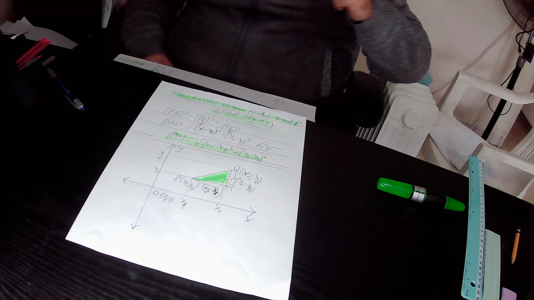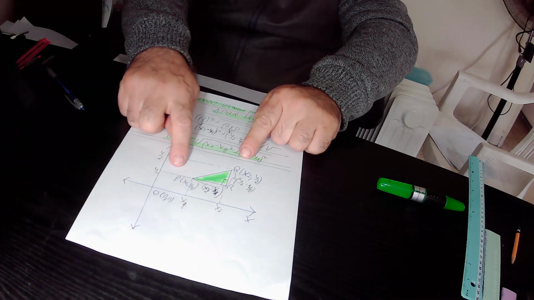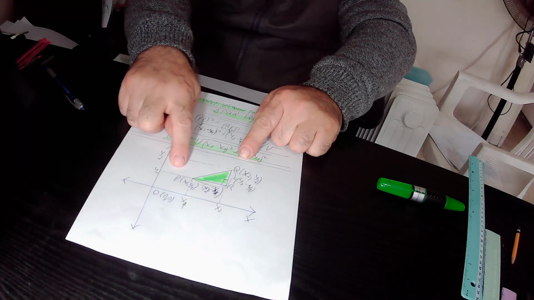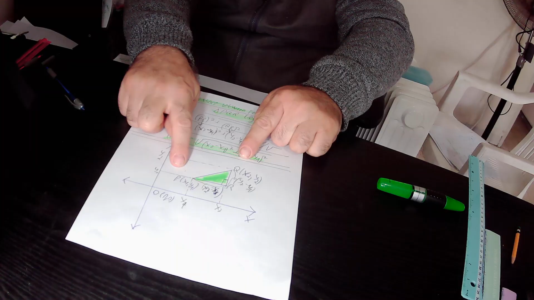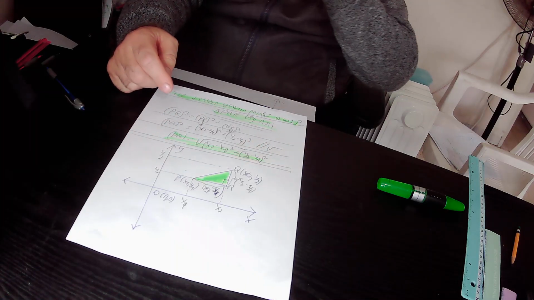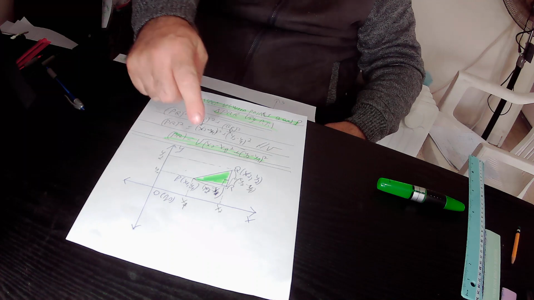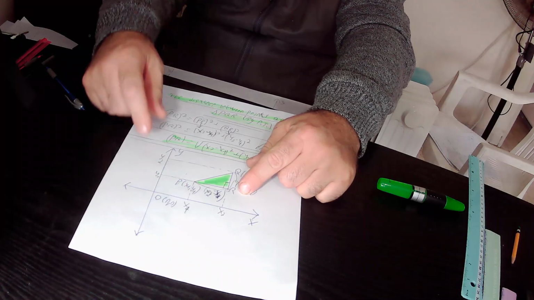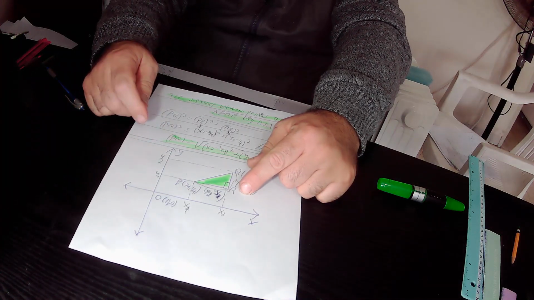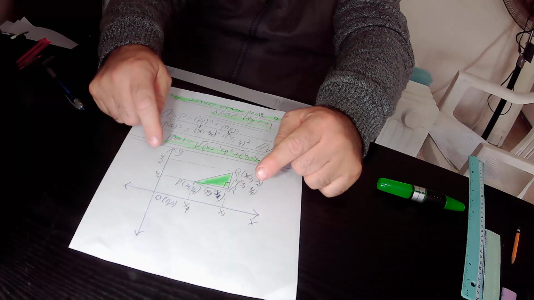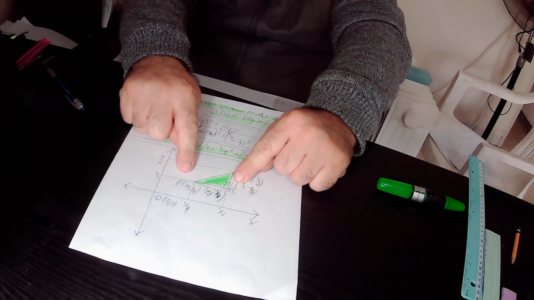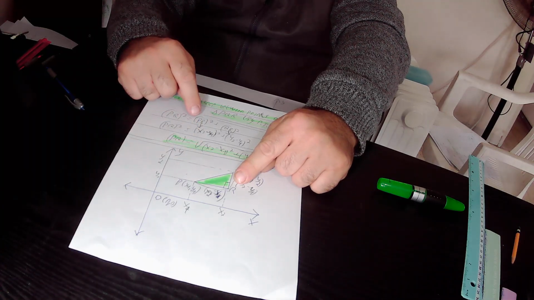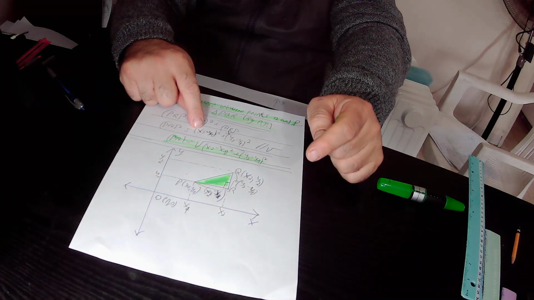I repeat that the distance between points Q and P is also the length of the hypotenuse PQ. So PQ squared, that is the square of the hypotenuse, equals PR squared plus QR squared. What is the length of PR? PR equals x2 minus x1. Therefore, PR square equals x2 minus x1 square.